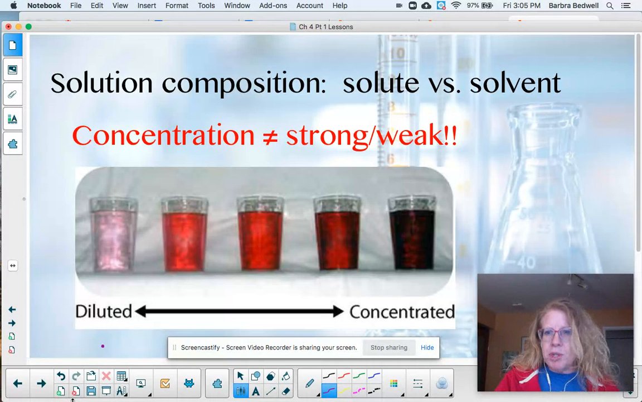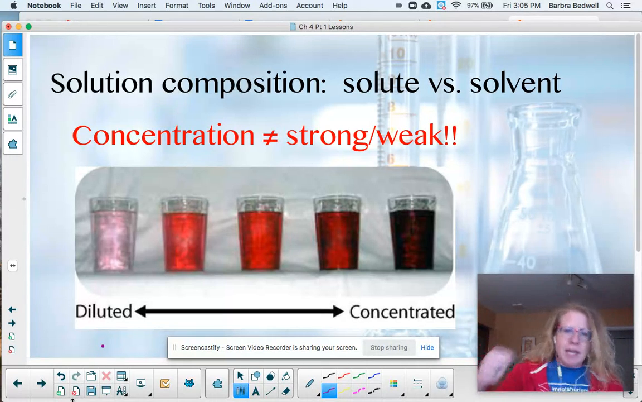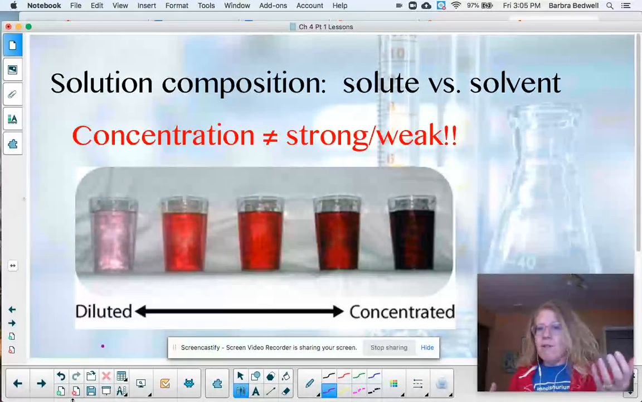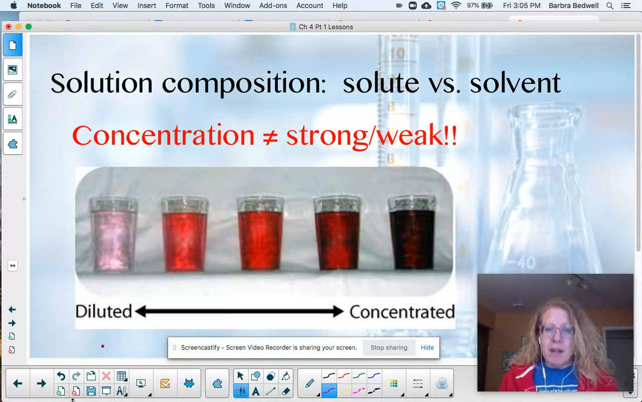So if you think about it with sugar, that's an easy place to start, right? One spoonful of sugar in there is not very concentrated. It's dilute. There's a lot of water and not very much of the solute. If we keep adding sugar to it, that solution is going to get more and more sweet. There's going to be a bigger ratio of solute to solvent, and we would call that concentrated.